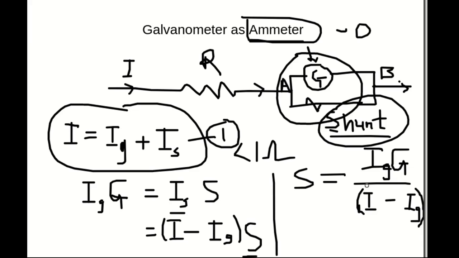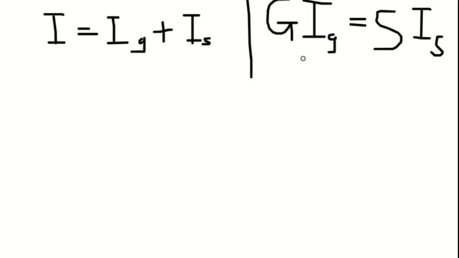So if we decide what should be the current flowing through the galvanometer, maybe 5% of total current, 2% of the total current, then we will know what is I approximately, and then we can find out the shunt resistance. Suppose that we already know the value of G, that is galvanometer. So using this equation we can find out what parallel resistance should be attached with the galvanometer to convert this into ammeter.